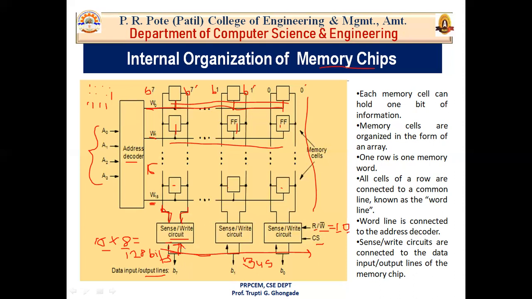So in the figure given here, we have 128 bit cells. How many total bit cells do we have? We have 128 bit cells. So the total number of bit cells is 128. Okay, so 128 bit cells means how many rows do you have? You have 16 rows over here, and each word is 8 bits in length.